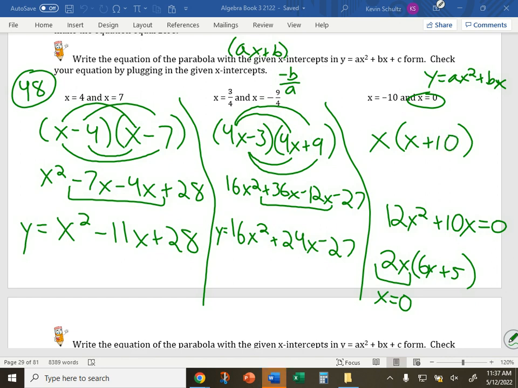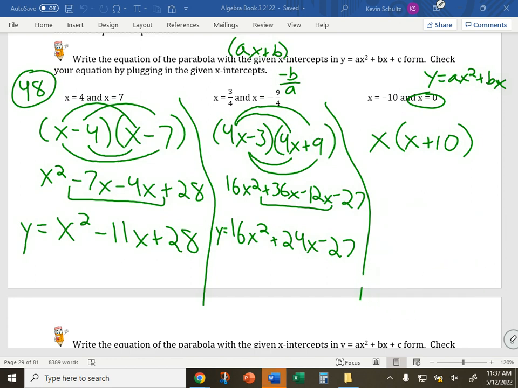Okay? To get the x-intercepts of 0 and negative 10, we know it's in this form. That value of 0 comes from that x term out in front. The negative 10 comes from what's inside of the parentheses. And so we don't have to FOIL crab claw box this. In this case, we would just distribute that x, and we get y equals x squared plus 10x as our original equation.